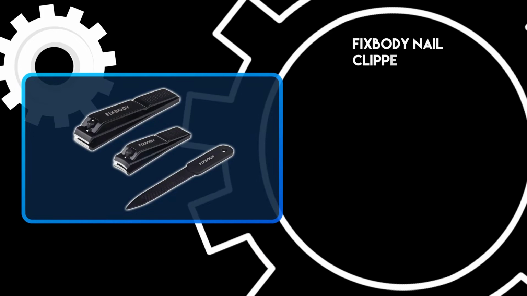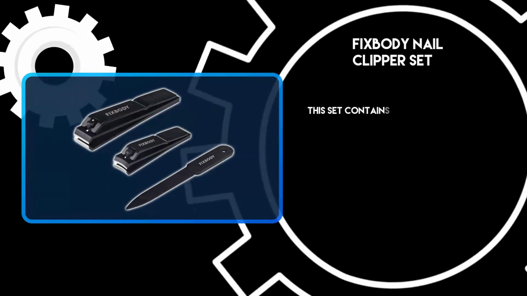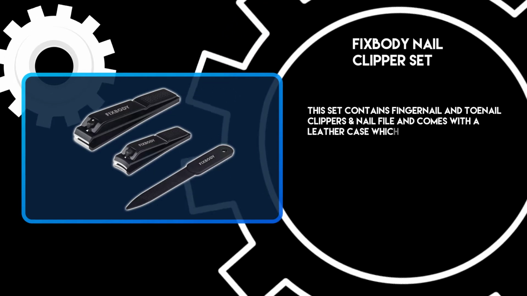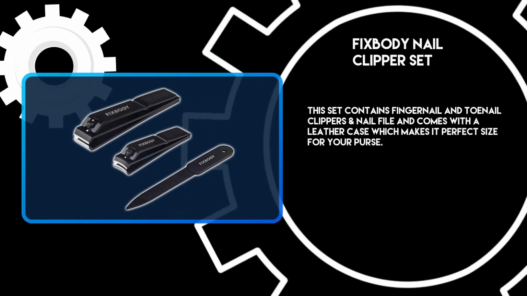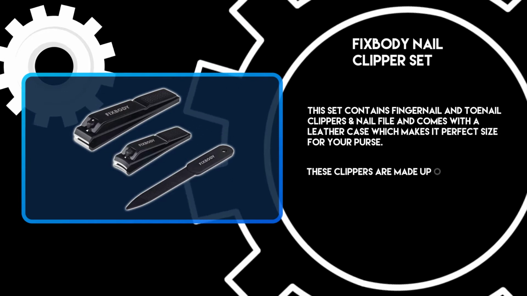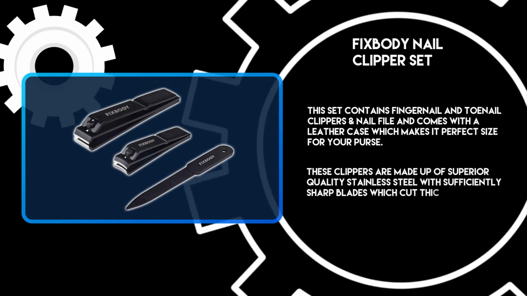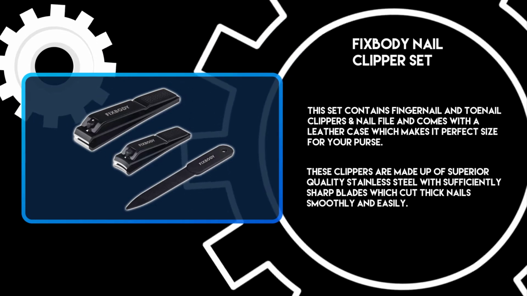At number 3. FIXBODY Nail Clipper Set. This set contains fingernail and toenail clippers and a nail file and comes with a leather case which makes it perfect size for your purse. These clippers are made up of superior quality stainless steel with sufficiently sharp blades which cut thick nails smoothly and easily.